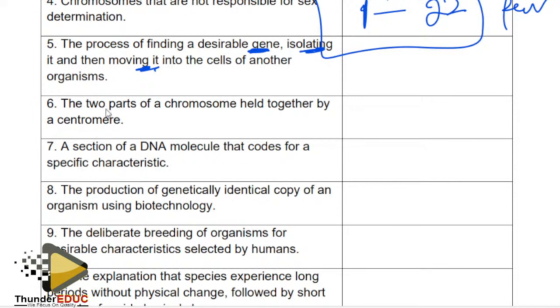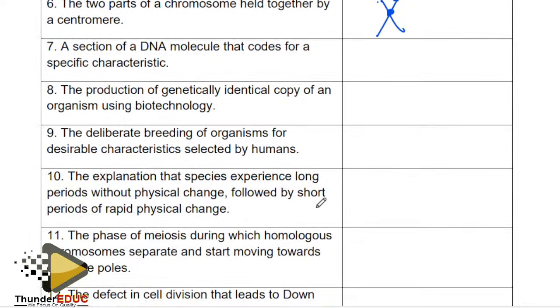The two parts of the chromosome held together by the centromere. So they are looking for these parts. We call them chromatids. A section of DNA molecule that codes for a specific characteristic. We call it a what? A gene.